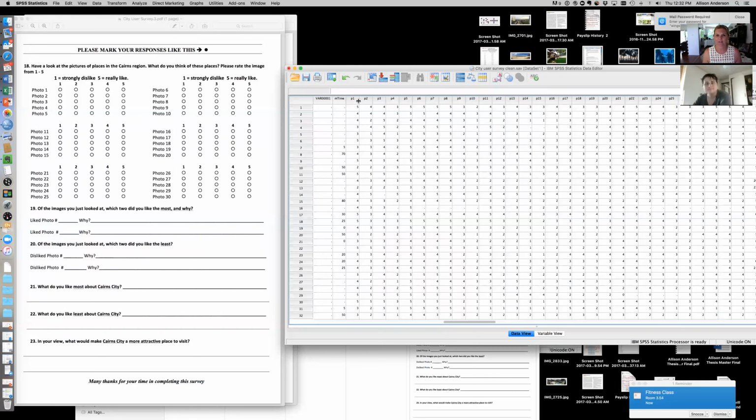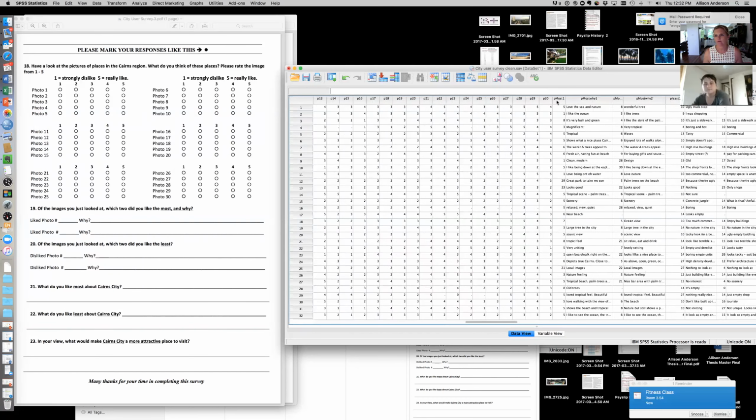Okay, great. So P1 got a rating of 5 from the first person, 4 from the second. I had 1, 2, 3, 4 and 5 across the top of the columns, and they got rated in there. So that's how that looks. Okay.